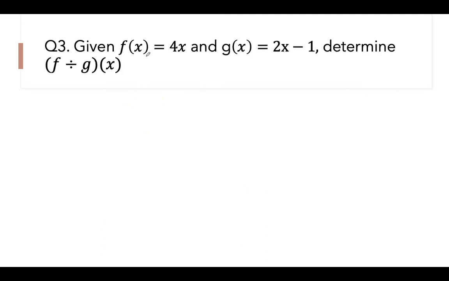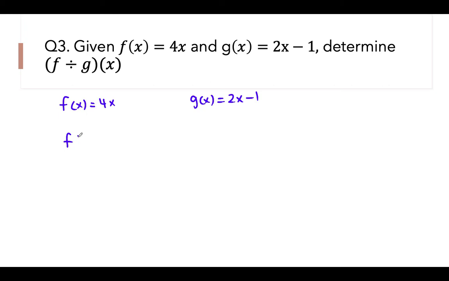So this time, we're now given f of x is 4x, and g of x is 2x minus 1. So both of them are linear functions. And determine f divided by g. Okay, so I'm going to rewrite this. f of x is 4x. g of x is 2x minus 1.